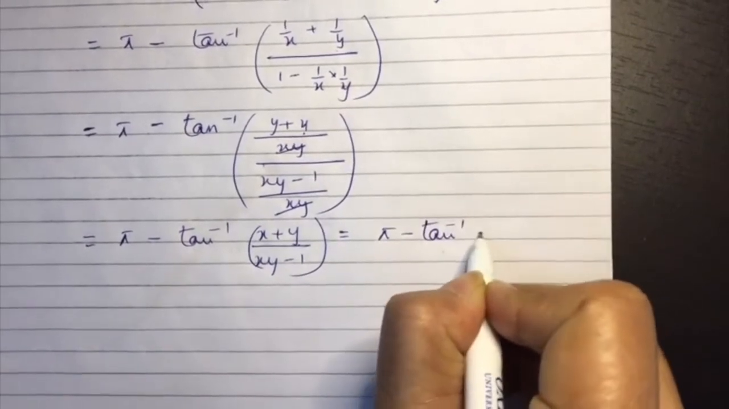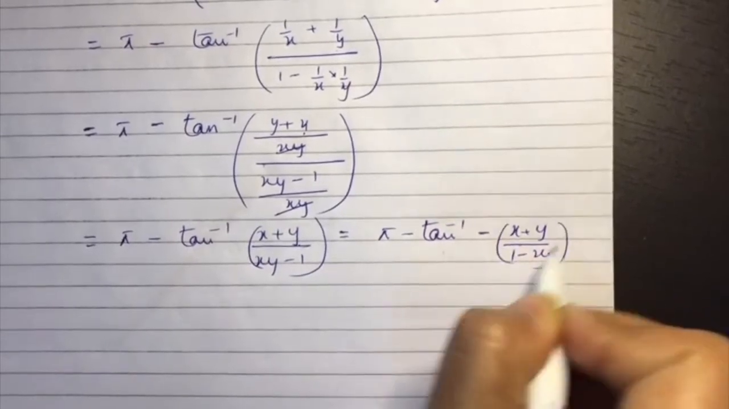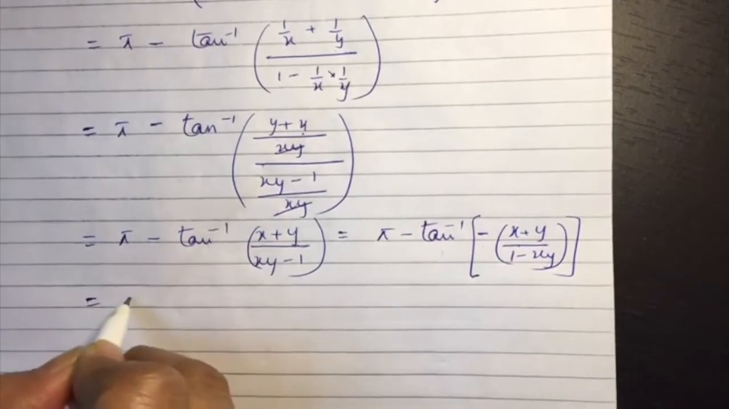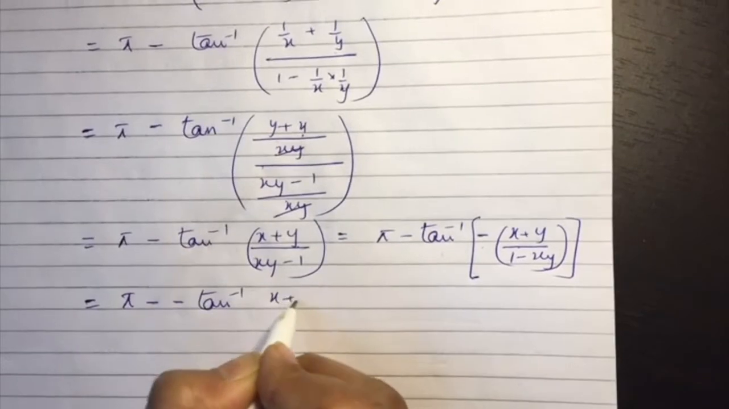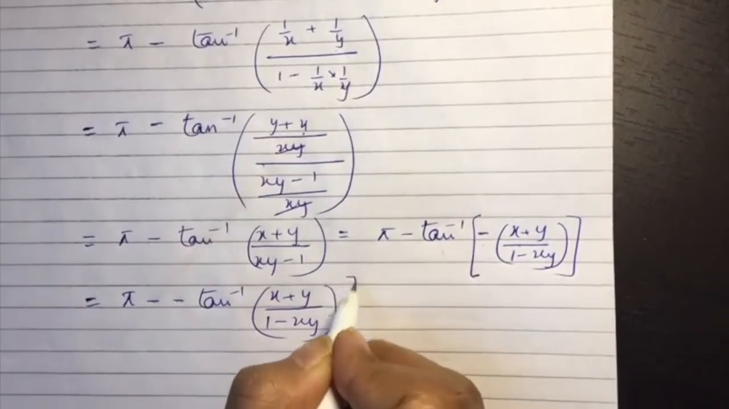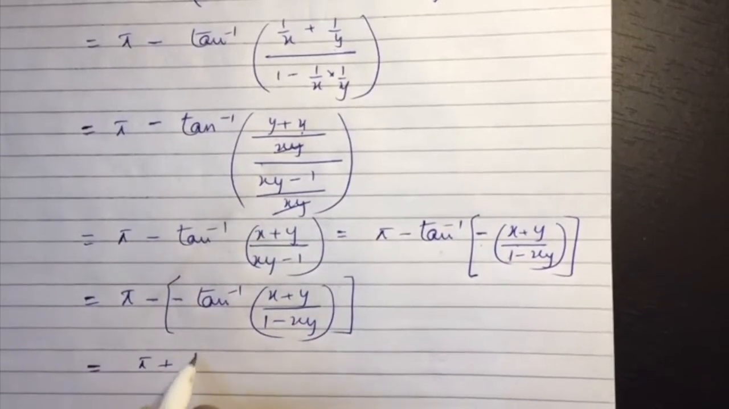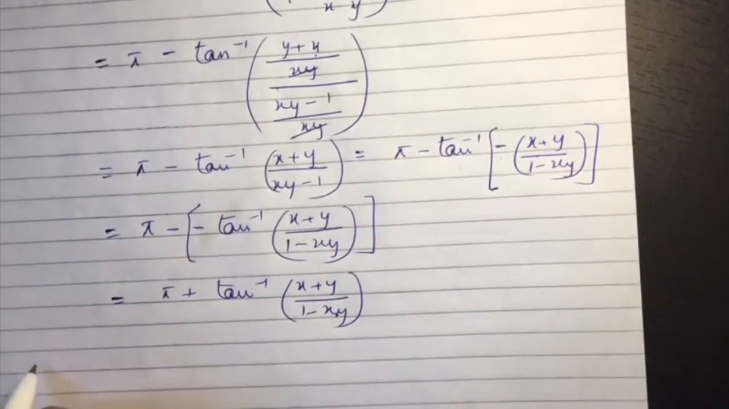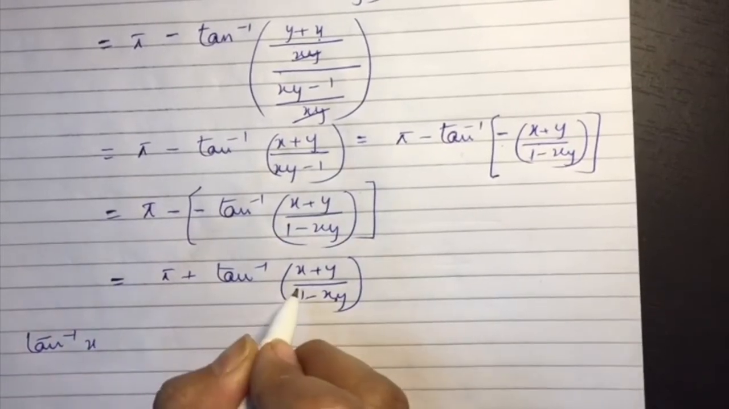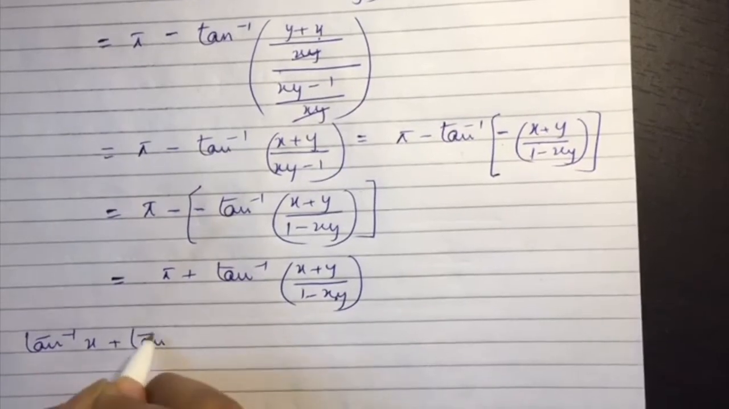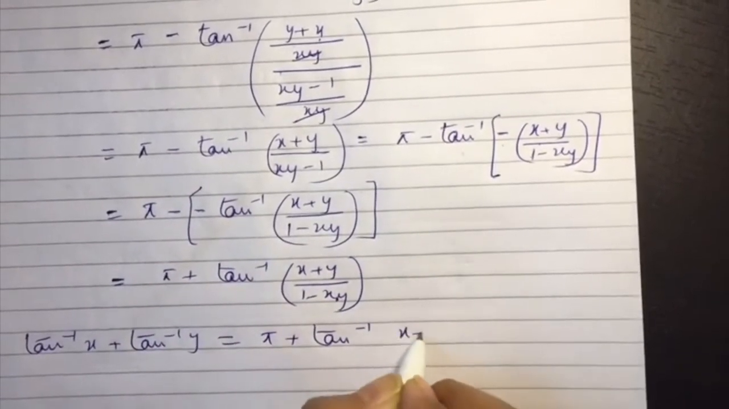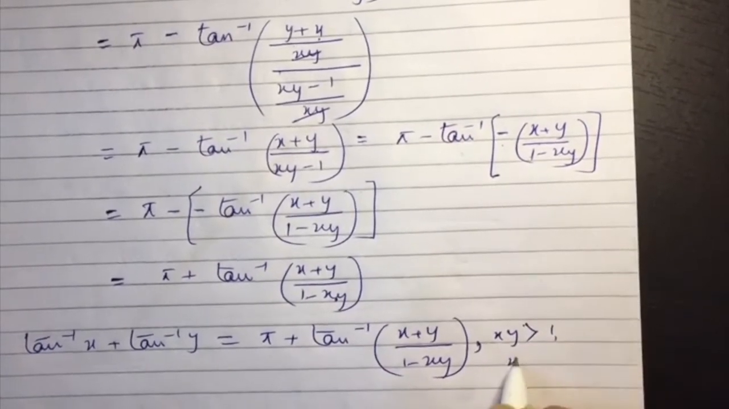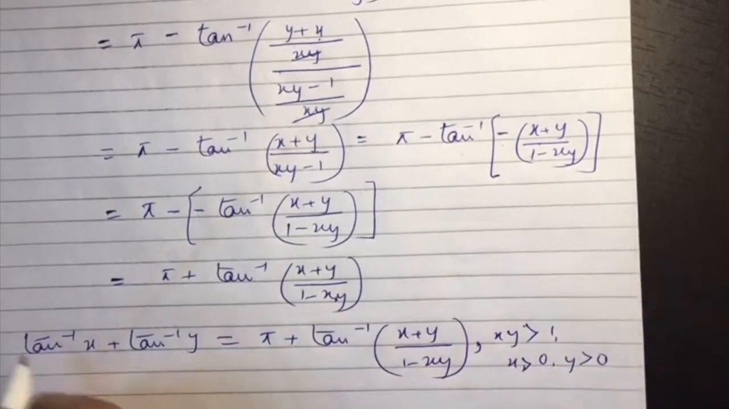Taking this minus common, we can write it as pi minus tan inverse of (x plus y) over (1 minus xy) with a negative sign inside. Now, we have a result that tan inverse of the negative of an angle is minus tan inverse of that angle, and this gives us pi minus minus tan inverse of (x plus y) over (1 minus xy), and this gives us pi plus tan inverse of (x plus y) over (1 minus xy). Thus we get the result that in case xy is greater than 1, then tan inverse x plus tan inverse y can be written as pi plus tan inverse of (x plus y) over (1 minus xy), with x greater than 0, y greater than 0.